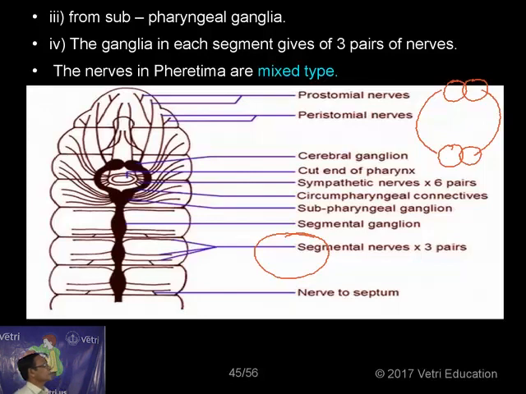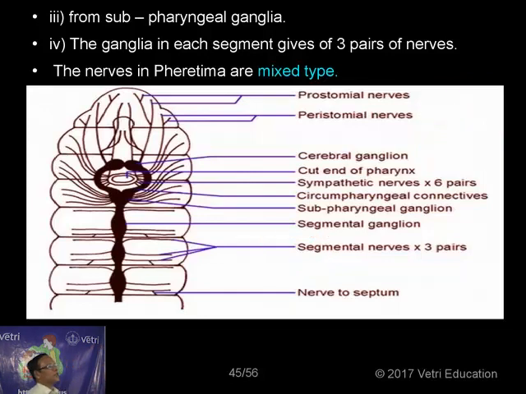Now from the subpharyngeal ganglia, or from the ganglion present in each segment, you see here the arrangement is given. This is the cerebral ganglia lying above the pharynx. Then this is what we call the subpharyngeal ganglia present below the pharynx. The first one is present in the third segment, the second one in the fourth segment. And this is the pharyngeal connective all around the esophagus.